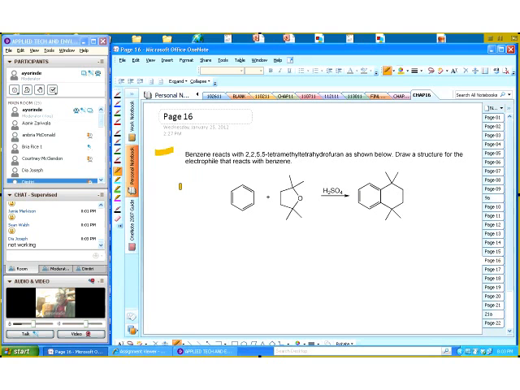Benzene reacts with 2,2,5 tetramethyl tetrahydrofuran as shown below. Draw a structure for the electrophile that reacts with benzene.